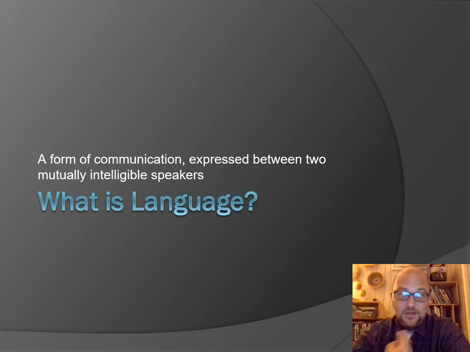Korean is a fine language. I don't speak it, but that doesn't matter. It's absolutely a language. Russian is a language. I don't speak it, but it's a perfectly valid language. Sign language, American Sign Language, is a perfectly valid language. I don't speak it, but that's not the rubric for it. If the two people that do speak it or use it can understand one another, then it's a valid form of communication.